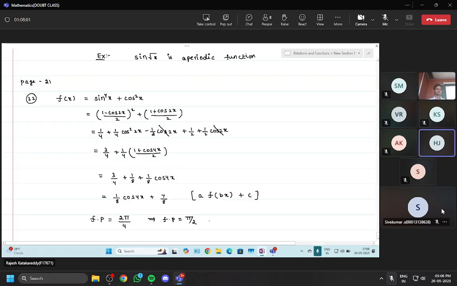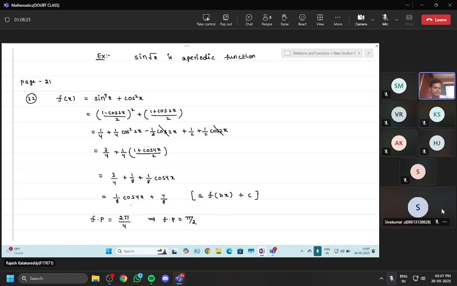No, right? Sir, why 2 pi by 4, sir? Why did we take 2 pi by 4? See, listen. The fundamental period of cos x is 2 pi. The fundamental period of cos 4x will be 2 pi by 4. Okay, sir.